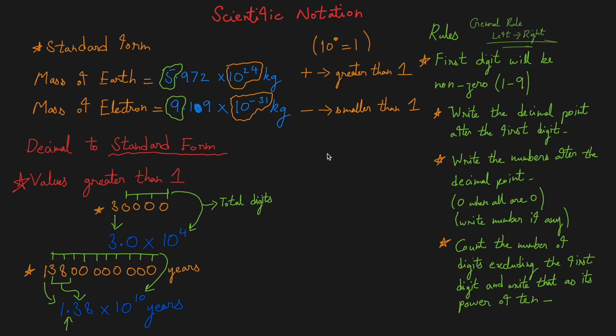And I think part 2 will be converting the standard form, the scientific notation, to its decimal form. And maybe part 3 will be arithmetic operations with scientific notation. How do we add, subtract, multiply, divide values that are in standard form? Maybe that will be part 3. I'm not sure, but part 2 will be converting standard form back to decimal form.